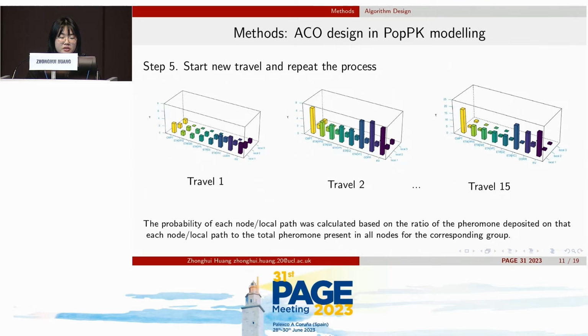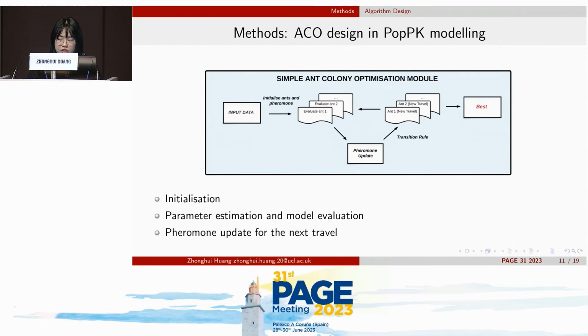So the probability of each path was calculated based on the ratio of the pheromone deposited on that path to the total pheromone present on the path. I showed the general workflow of the simple ACO here. It includes three steps: initialization, parameter estimation, and pheromone update.